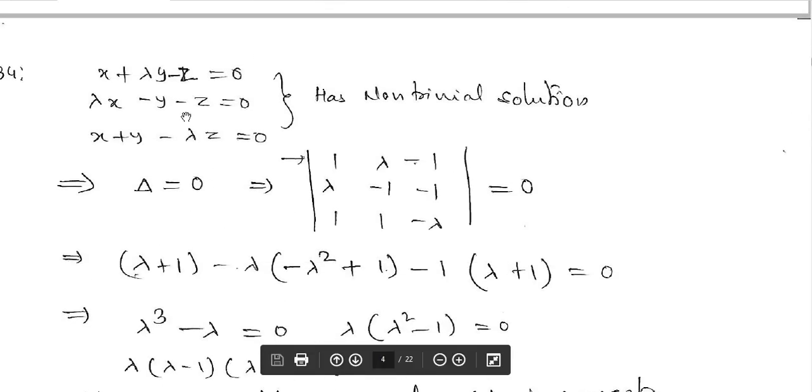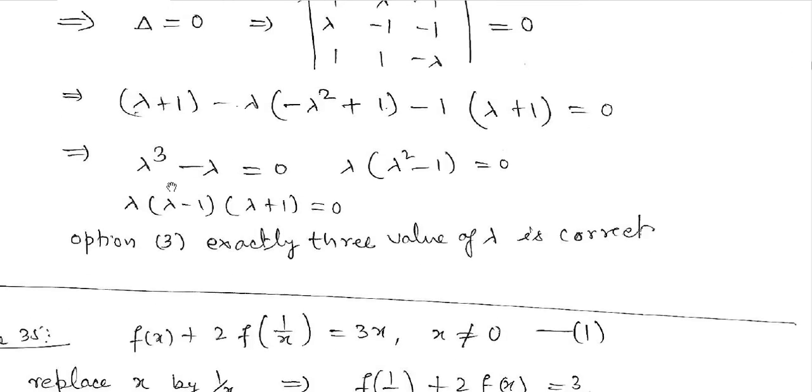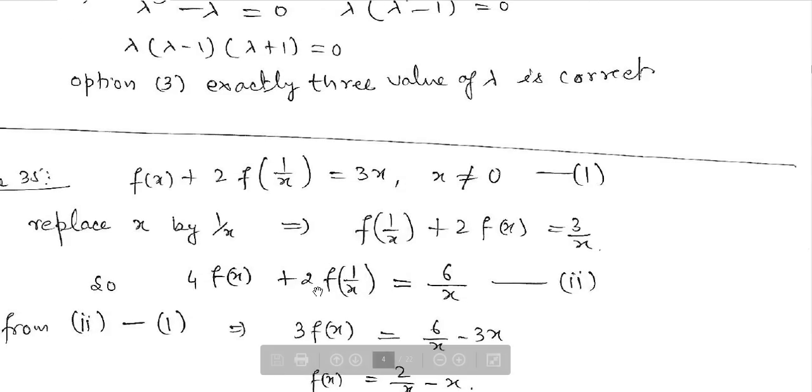And this is the system of equations, and this system of equations has a non-trivial solution. The trivial solution is 0 0 0. A non-trivial solution implies it has infinitely many roots. For this we need delta equal to 0. After solving we get this expression, and we can get these factors, and so the values of lambda are 0, plus 1, minus 1. Hence the third option, exactly 3 values.